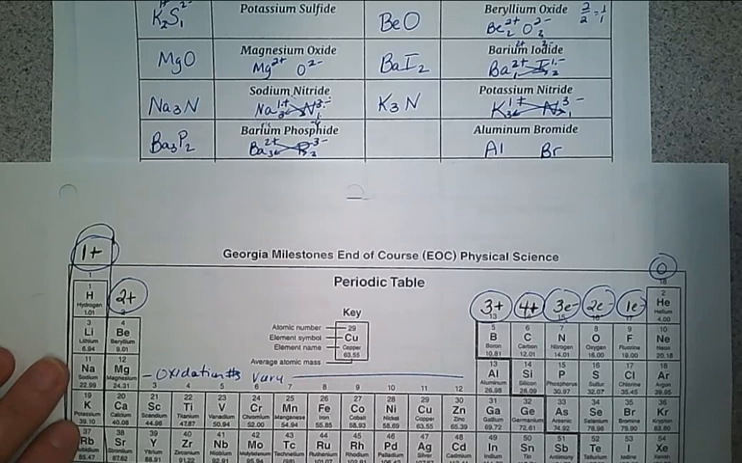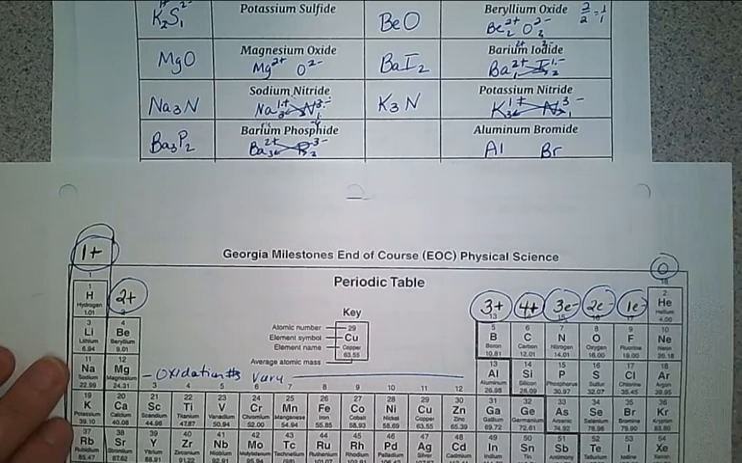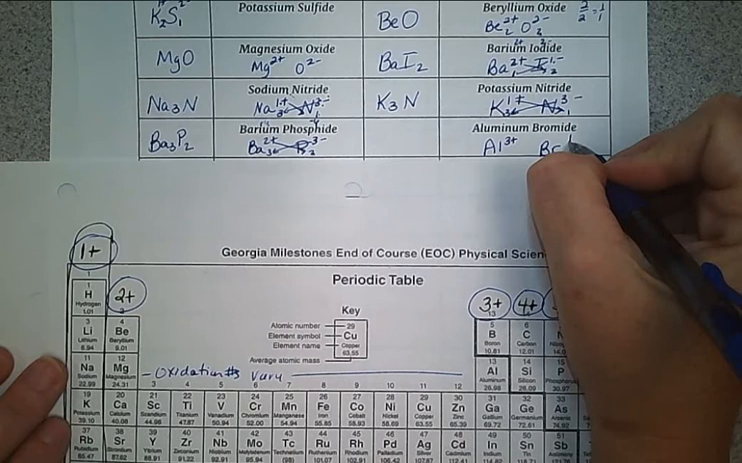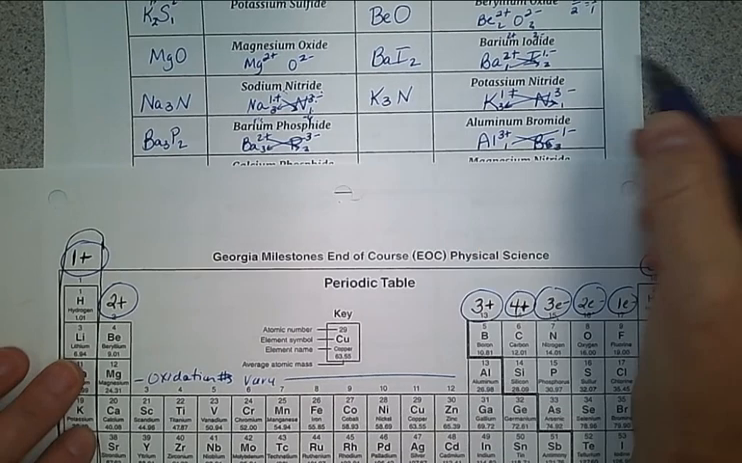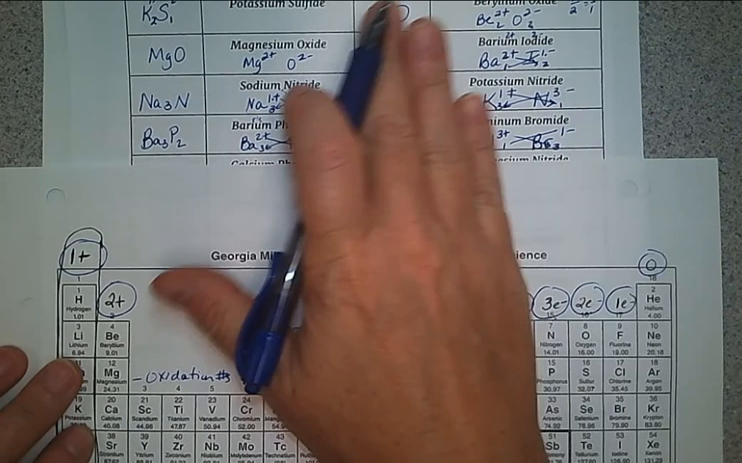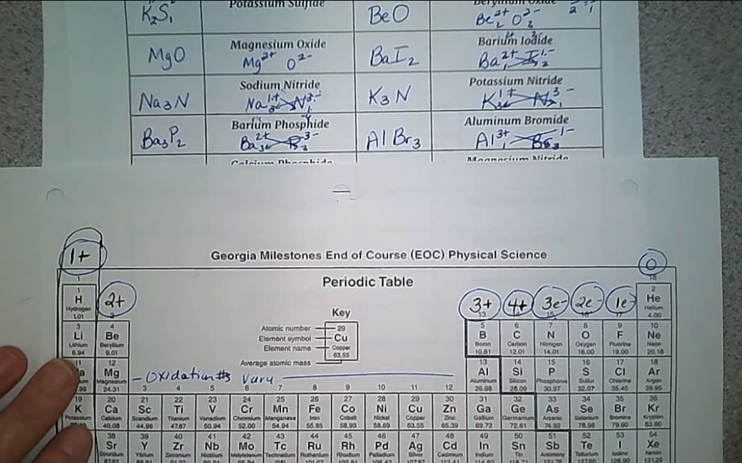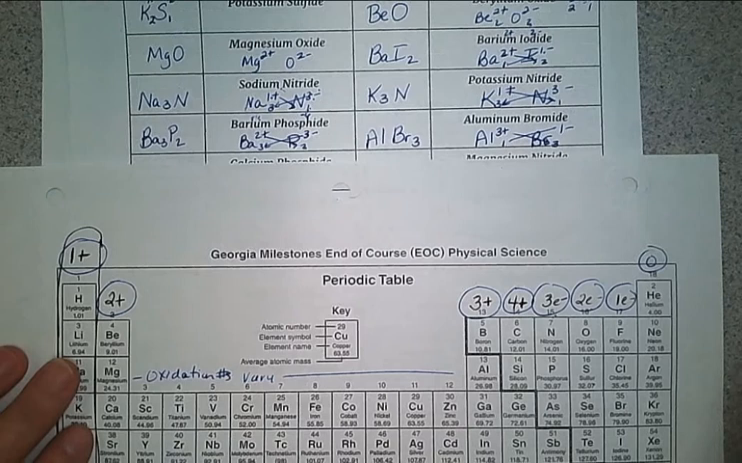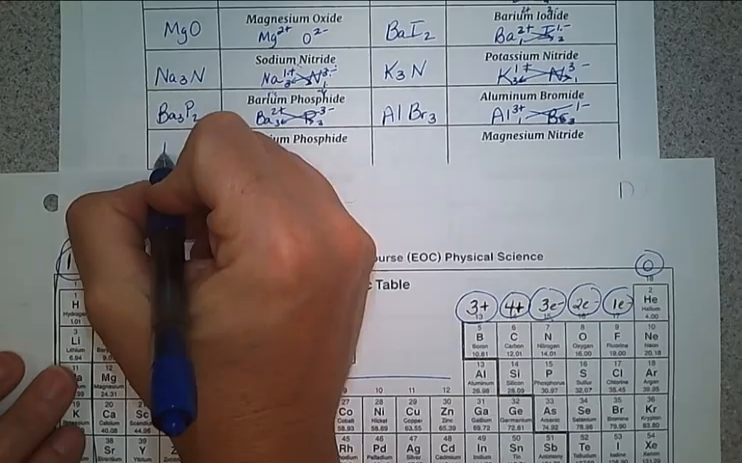All right, calcium phosphide. Calcium is a +2. Phosphorus is a -3. So I have to crisscross applesauce. The 3 comes down, the 2 comes down. So on this side I have a +6. Now I have a -6. So that's going to give me Ca3P2.